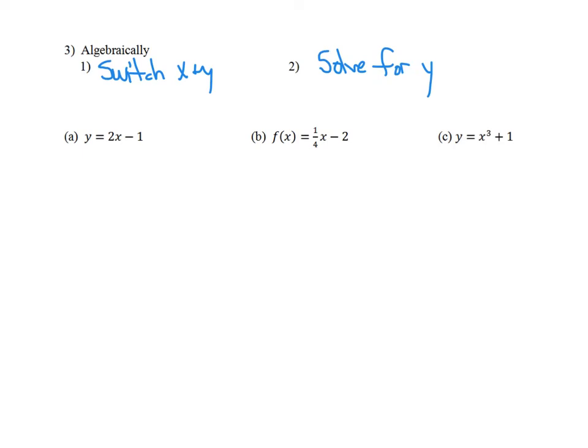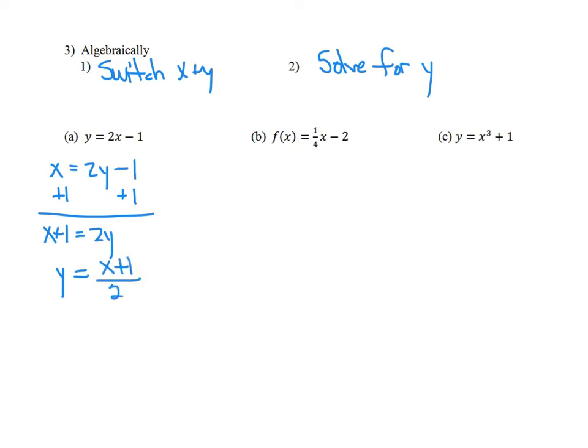Let's try the first one. y equals 2x minus 1. I'm going to switch the x and the y, so this becomes x equals 2y minus 1. But then I'm going to solve my equation for y. So I'm going to add 1 to both sides of the equation. So I now have x plus 1 equals 2y. And then I'm going to solve for y. So I'm going to divide both sides by 2. So y is equal to x plus 1 over 2.